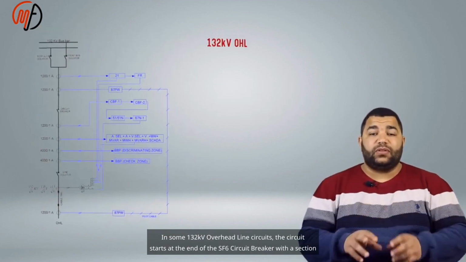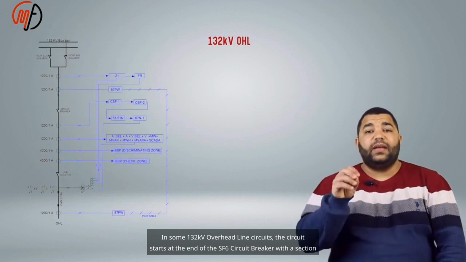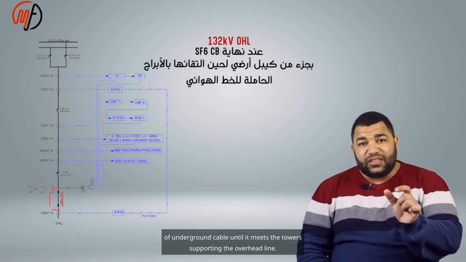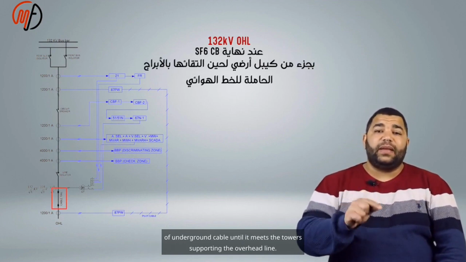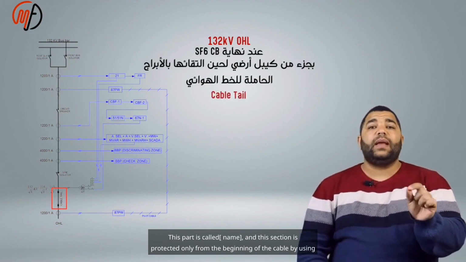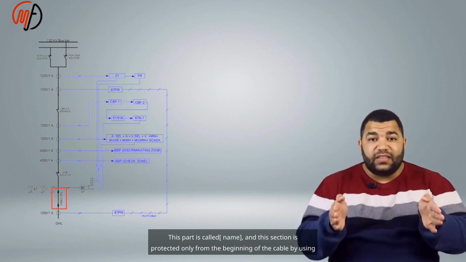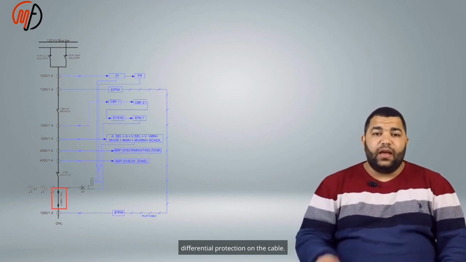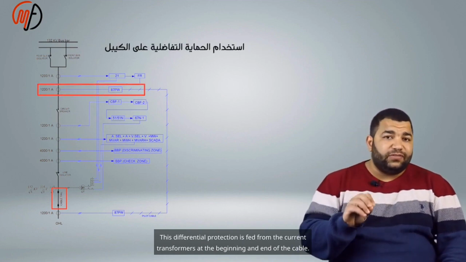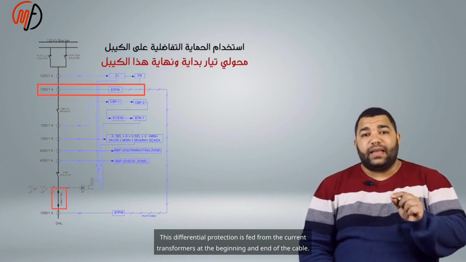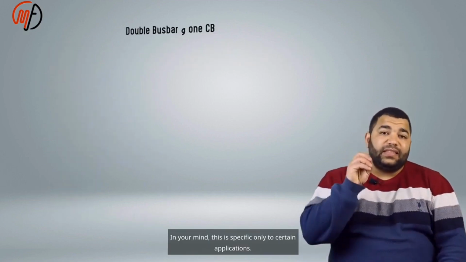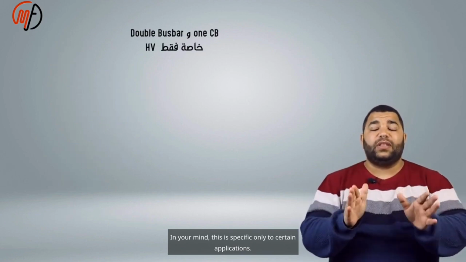In some 132 kV overhead line circuits, the circuit starts at the end of the SF6 circuit breaker with a section of underground cable until it meets the towers supporting the overhead line. This section is protected only from the beginning of the cable by using differential protection on the cable. This differential protection is fed from the current transformers at the beginning and end of the cable. We don't want to leave in your mind that this is specific only to certain applications.